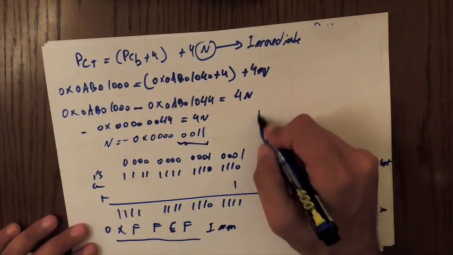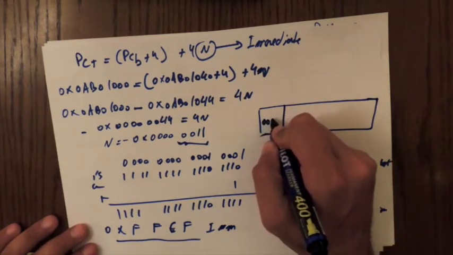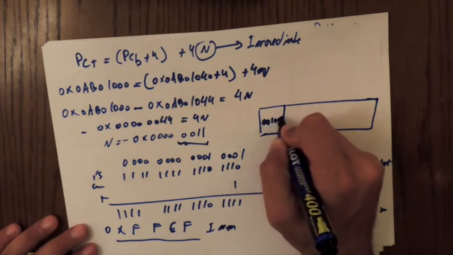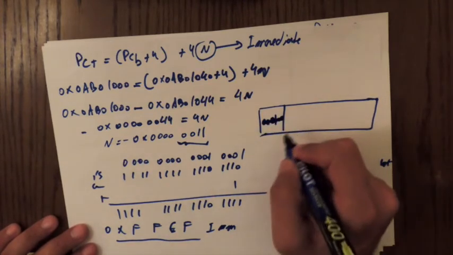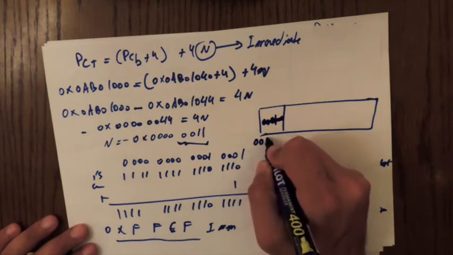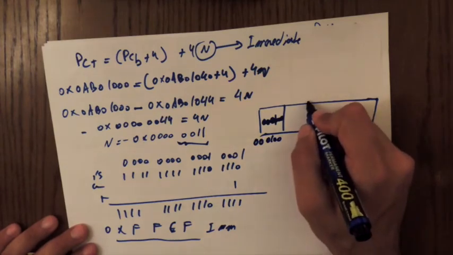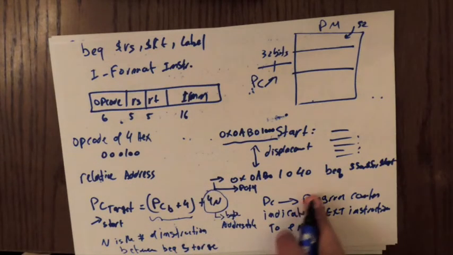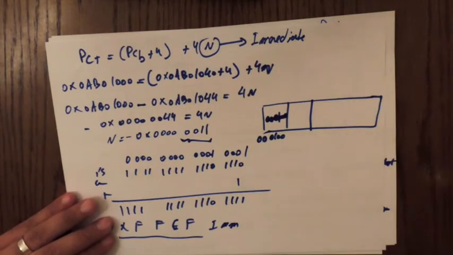Now if I want to write it in binary, I know the opcode is 4, so this is 0 0 0 1 0 0. This is 4, and then we have the registers we used. Where's the branch? We used S0 and S1. If I check S0 and S1, they are 16 and 17.